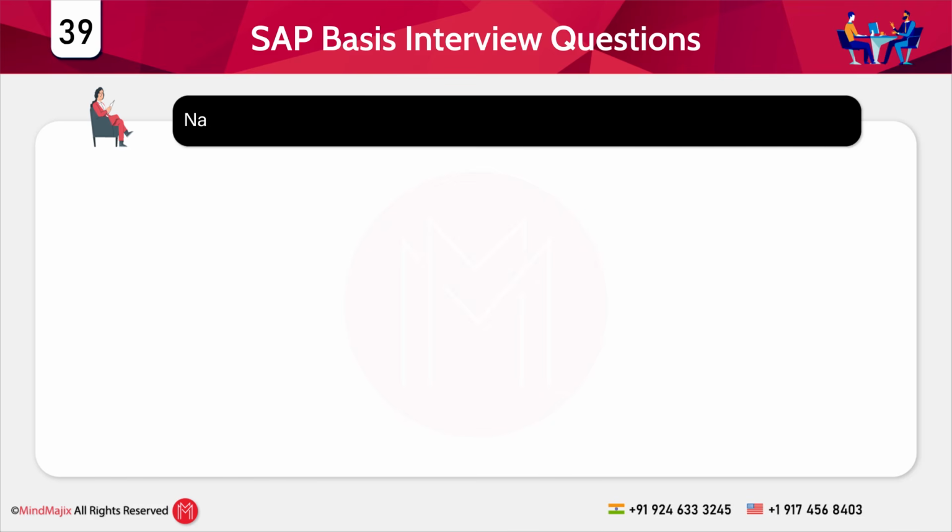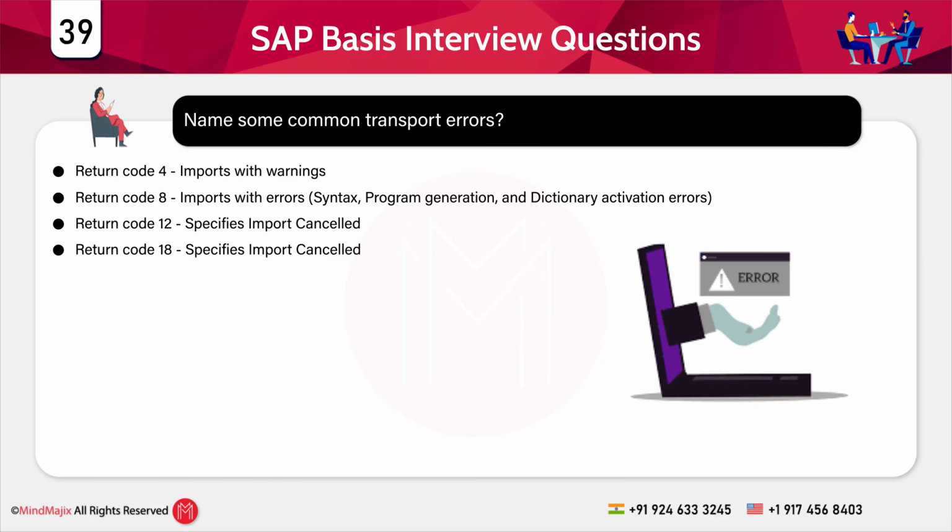The next question is, name some common transport errors. As you can see on the screen, these are some very frequently occurring transport errors, such as return code 4, which imports with warnings. Then you have return code 8, which is imports with errors such as syntax, program generation, and dictionary activation errors. Then you also have return code 12, which specifies the import cancelled. And last but not the least, you have return code 18, which specifies the import cancelled.